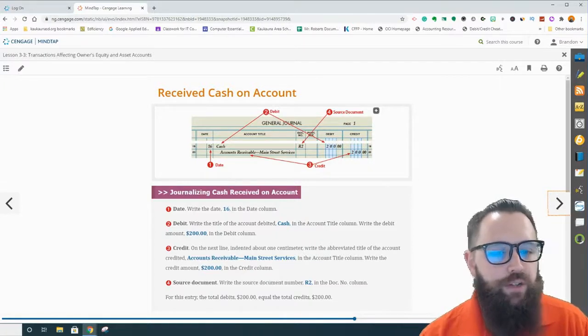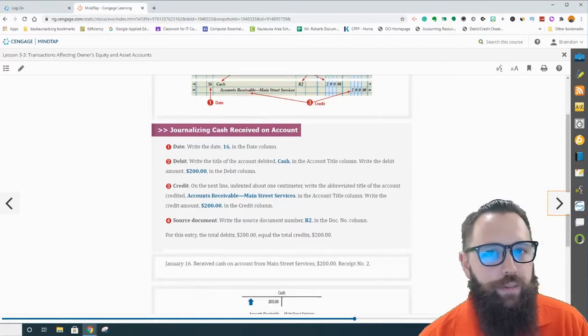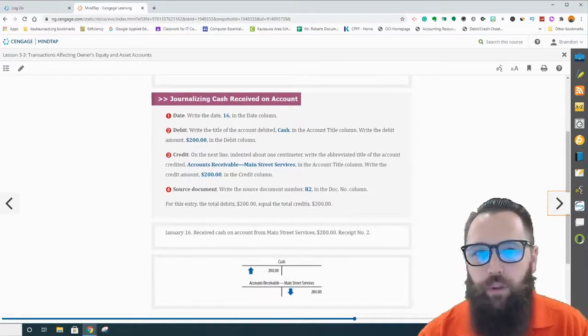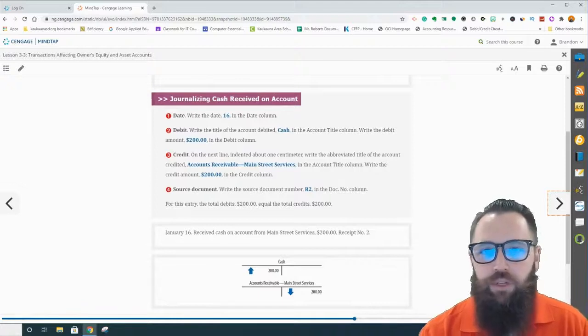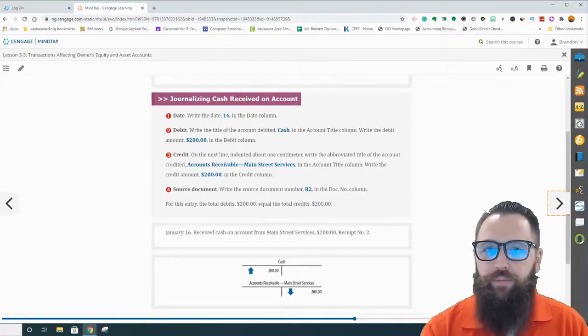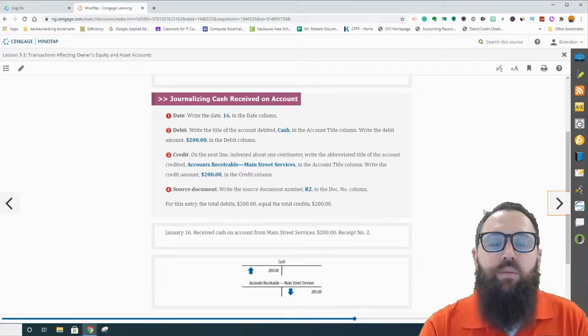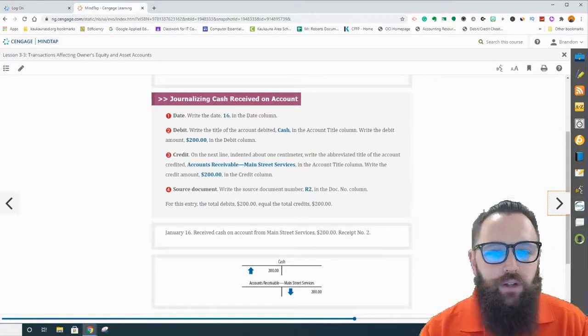So if we're going to receive that cash, what happens to cash? It gets debited, it increases. Accounts receivable. Does Main Street now owe us more or less money? They owe us less money because they just paid us. So accounts receivable, being the asset that it is, gets credited, it decreases.